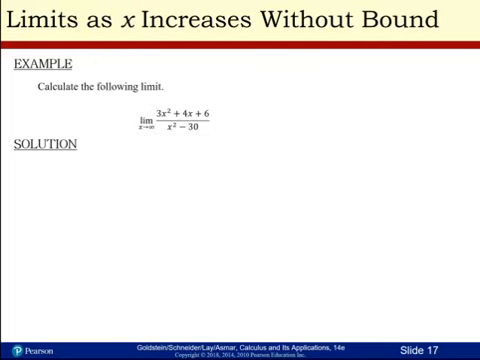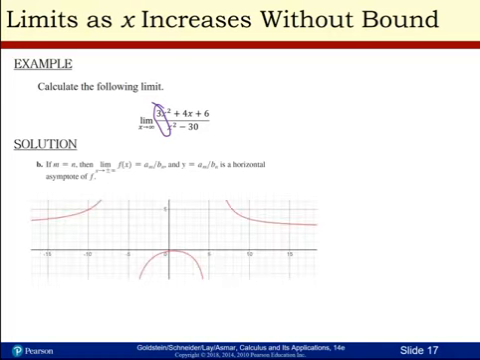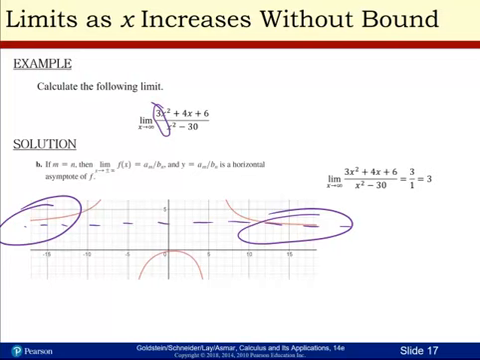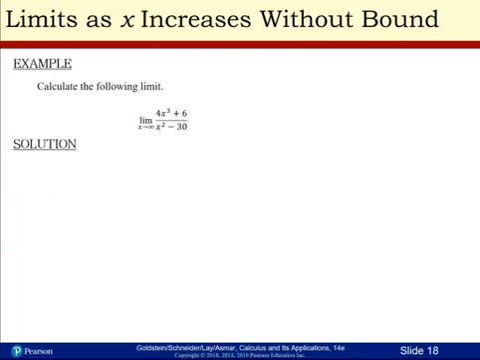Let's look at another one. This one happens to be what I call an evenly balanced function. On evenly balanced functions, I take the ratio of the coefficients. So let's look at this on a graph. Notice that as x goes to infinity, y is going to 3 on both ends. So I can formalize this by saying that the limit of this guy as x goes to infinity is 3.